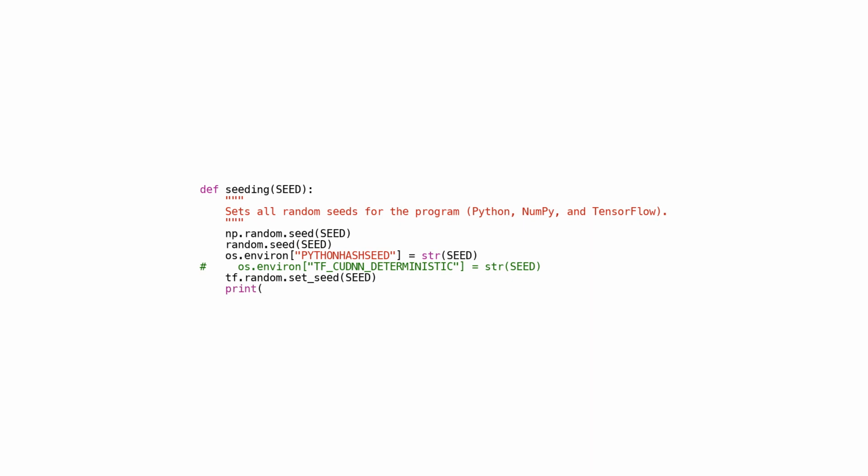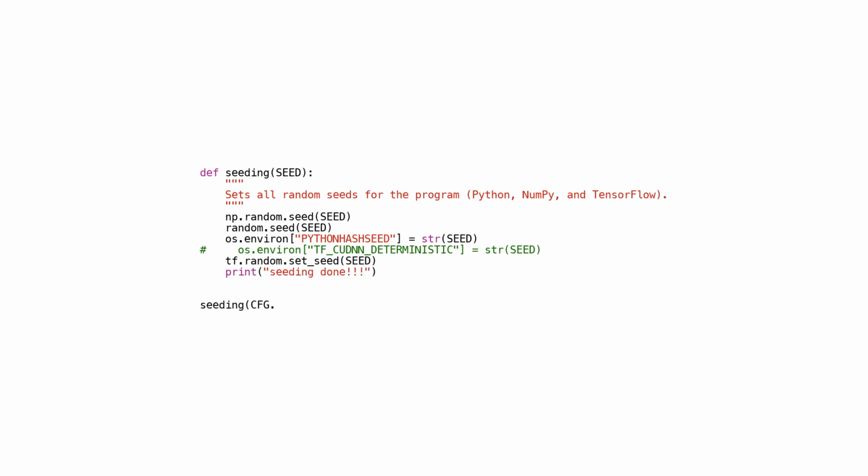Every time the program runs, it'll churn out the exact same random numbers thanks to these planted seeds. And to let us know it's done its magic, it shouts out "seeding finished." Finally, we call this function with a parameter called CFG seed, which is like the master seed for the whole program. It's the granddaddy of random numbers.